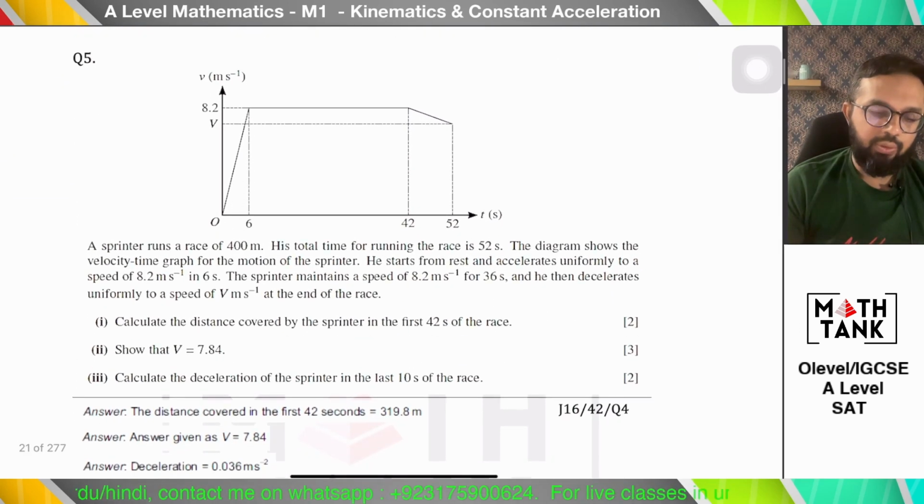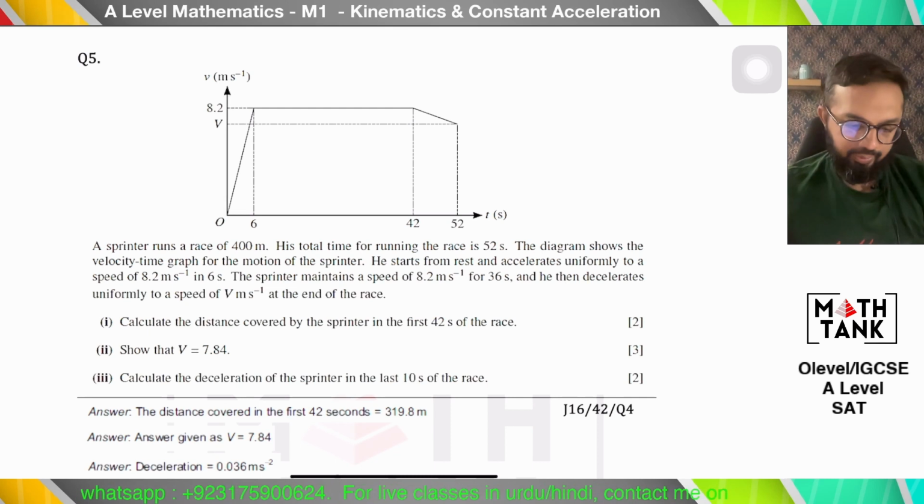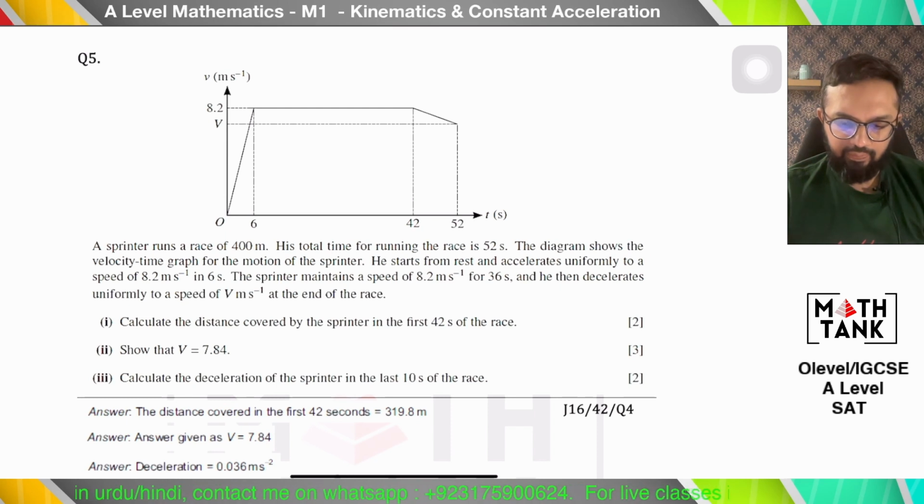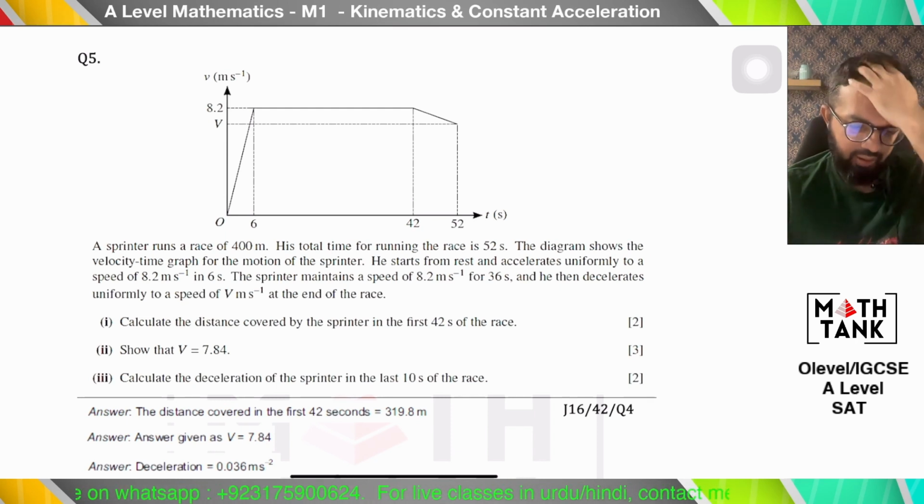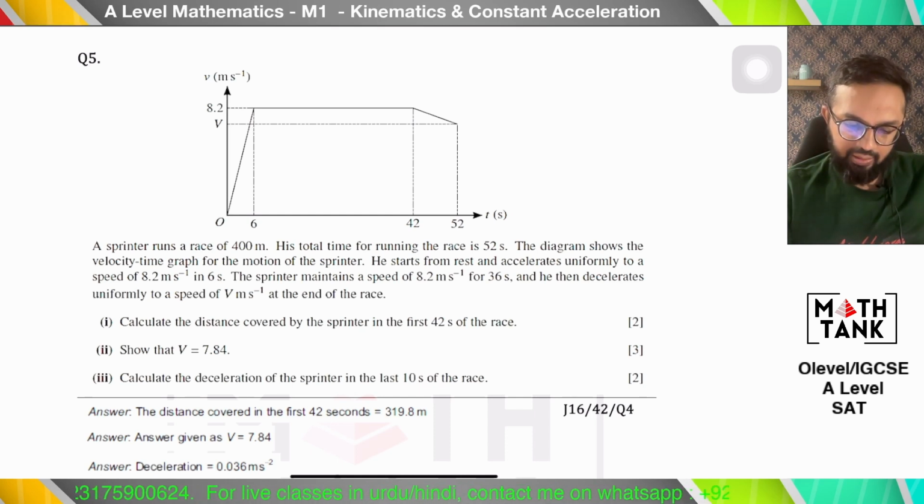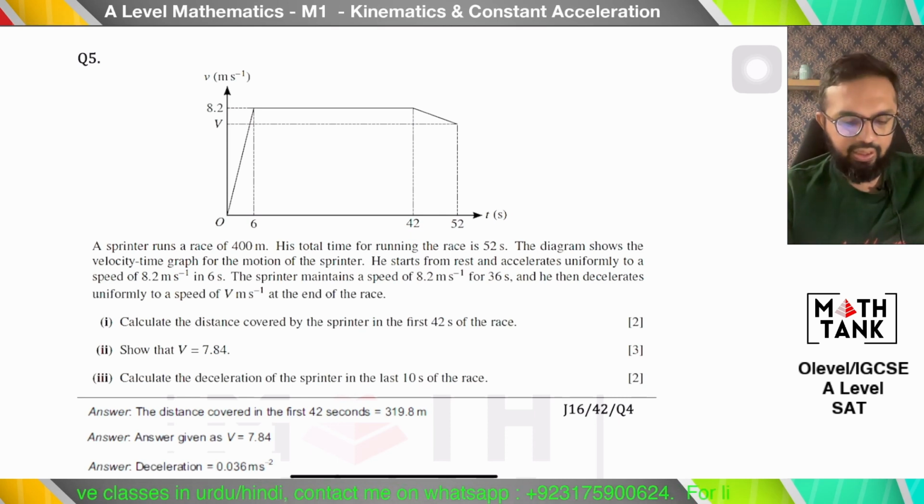Okay. Moving on to the next question. A sprinter runs a race of 400 meters. His total time for running the race is 52 seconds. The diagram shows the velocity time graph for the motion of the sprinter. He starts from rest and accelerates uniformly to a speed of 8.2 in 6 seconds. The sprinter maintains a speed of 8.2 meters per second for 36 seconds and then decelerates uniformly to a speed of V at the end of the race. Calculate the distance covered by the sprinter in the first 42 seconds of the race.